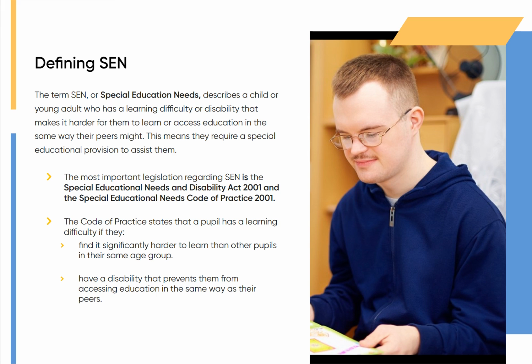The most important legislation regarding SEN is the Special Educational Needs and Disability Act 2001 and the Special Educational Needs Code of Practice 2001. The Code of Practice states that a pupil has a learning difficulty if they find it significantly harder to learn than other pupils in their same age group, or have a disability that prevents them from accessing education in the same way as their peers.